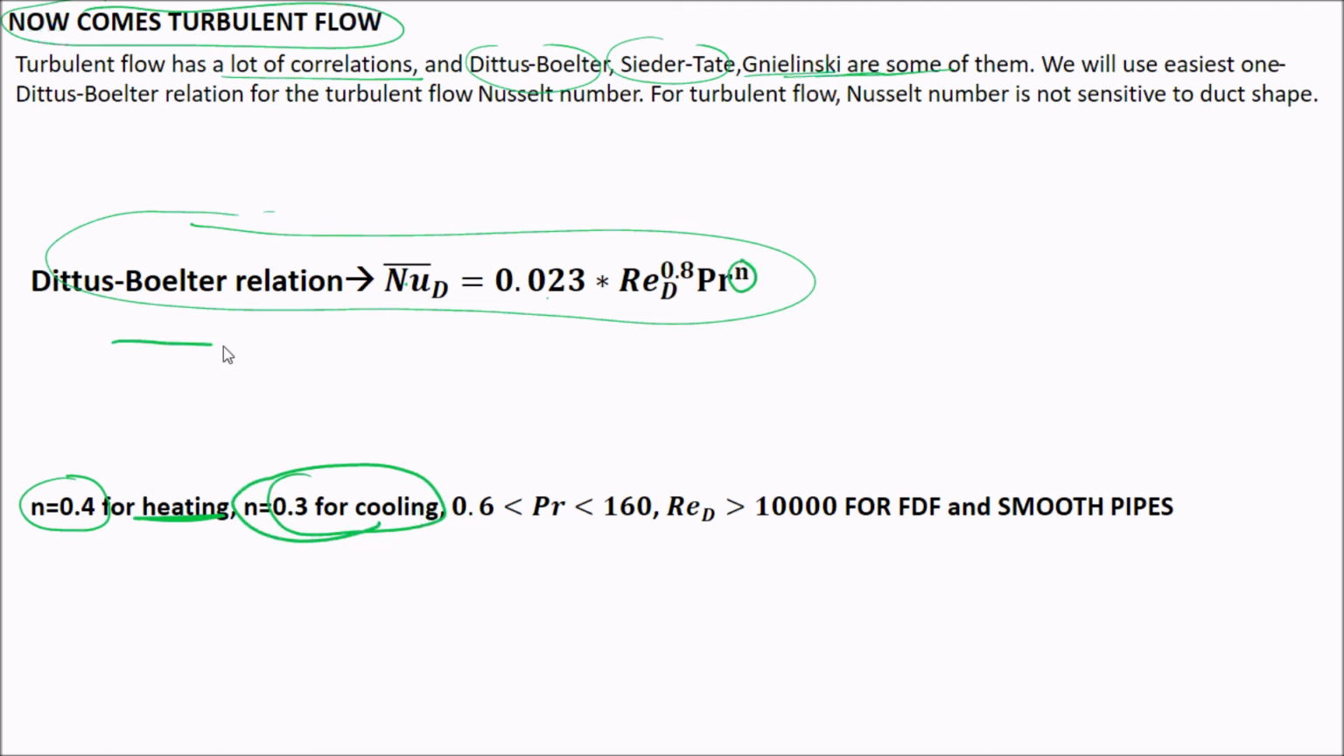This one is the pipe. You have the mean temperature and you have the surface temperature. If you are heating the pipe, then n is 0.4. If you are cooling the pipe, in other words, the fluid is hot here and the environment is cold, then n is 0.3. And you are using it for the Prandtl number in this range and the Reynolds number in this range, and it is only for fully developed flow and smooth pipes. And it is not sensitive to duct shape. This is for turbulent flow.